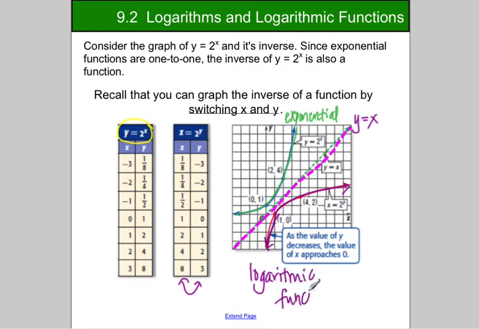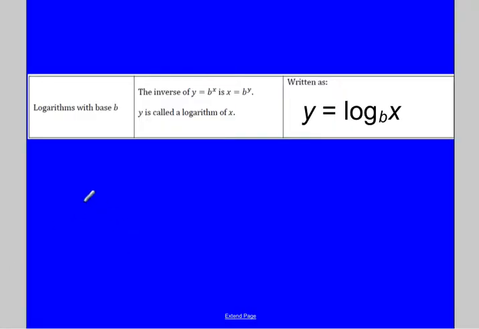A logarithmic function is the inverse of an exponential function. There's another way that we write logarithmic functions. We typically don't write x equals 2 to the y, so we're going to figure out how to convert between the two. So we have logarithms, the inverse of an exponential. There are logarithms with base b. The inverse of y equals b to the x, and remember before we were looking at y equals 2 to the x, is, when you switch it, x equals 2 to the y. That's what this notation is saying here.